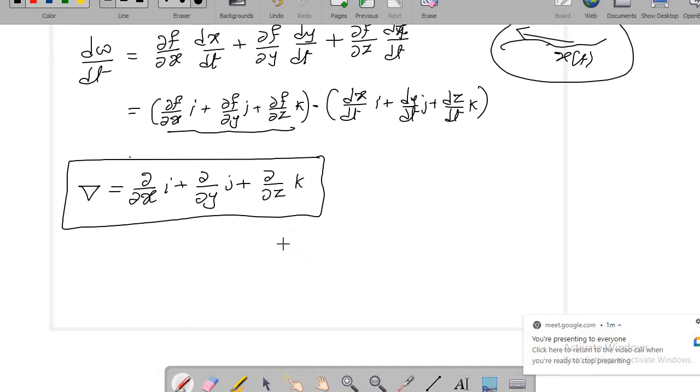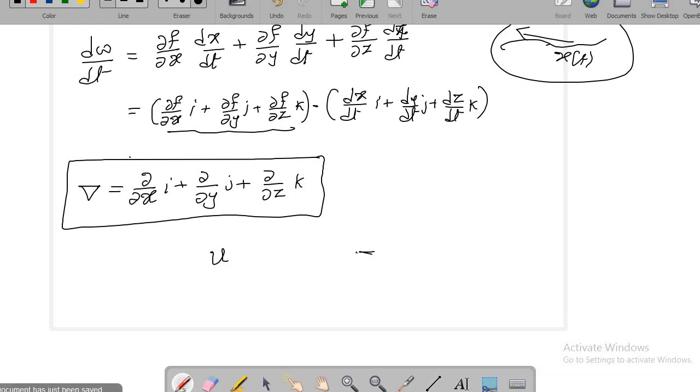So if you want a derivative in a particular direction u, the derivative is nothing but you take del acting on f, dot product with the direction. So this will give you the directional derivative. Now remember, this is an operator. It is not just an expression, it is an operator.